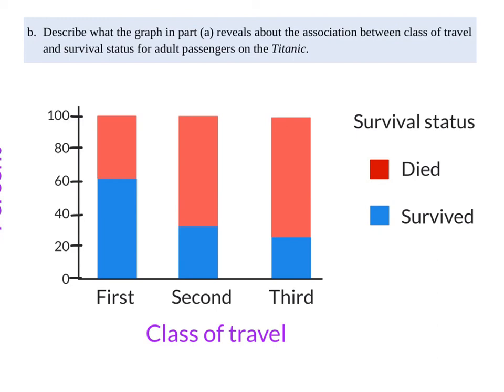So the second part to this problem is to analyze what kind of association there is between class of travel and survival status for the adult passengers of the Titanic. So hopefully you can recognize that there is an association here. I would say that yes, there is an association because depending on your class of travel, that impacts your survival status. So you are more likely to survive if you are in first class versus second or third class.